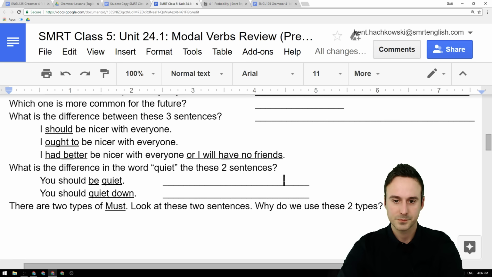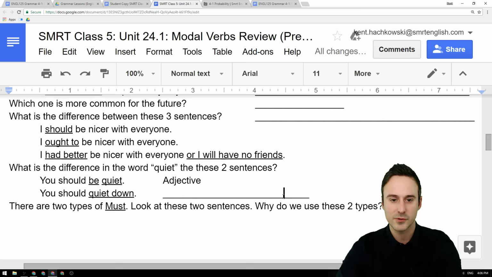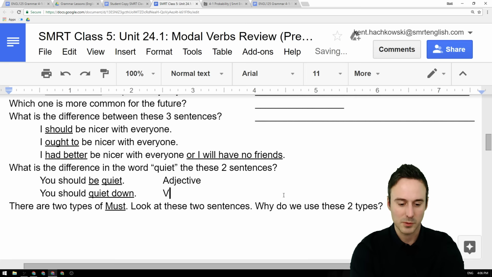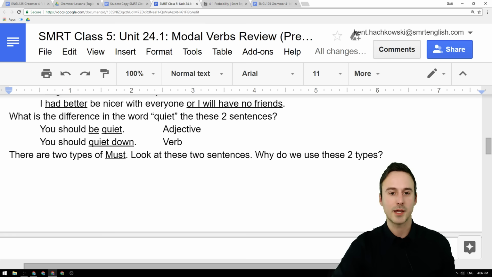And quiet in the second sentence is a phrasal verb. Quiet down, it just means be quiet, right? Quiet is a verb. Okay, so the rules are the same. We still follow the rules. You should be quiet. You should quiet down.